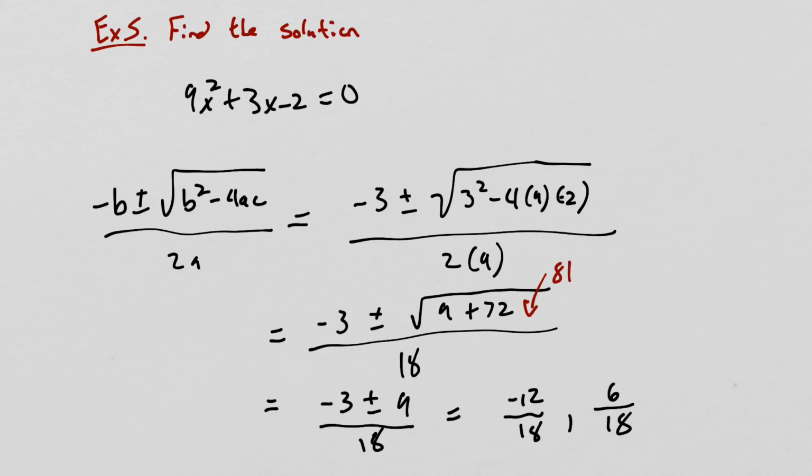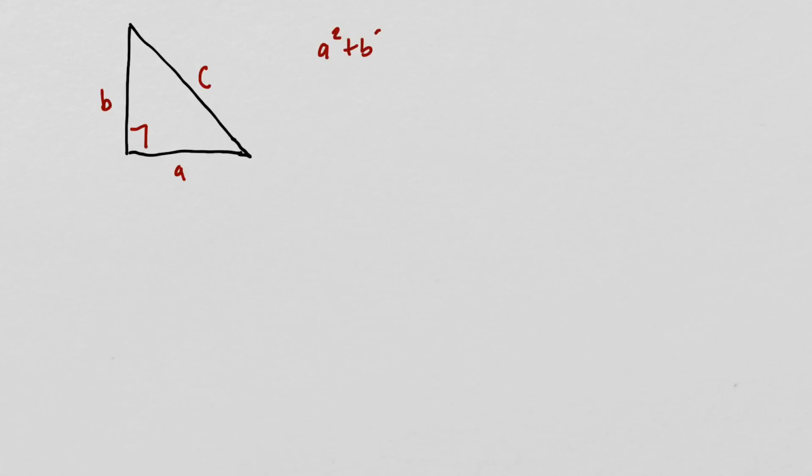Related to the quadratic formula is the Pythagorean theorem. So this is just one last side note to this section. This is just a reminder that given a right triangle, we always know that the sum of the squares of the two lesser sides is going to be equal to the square of the longer side. In this picture, this is given by a squared plus b squared is equal to c squared.